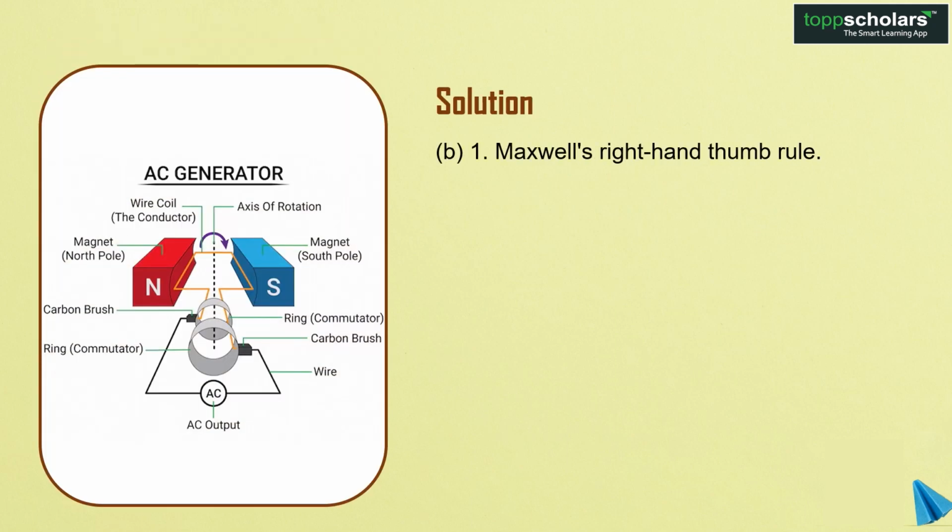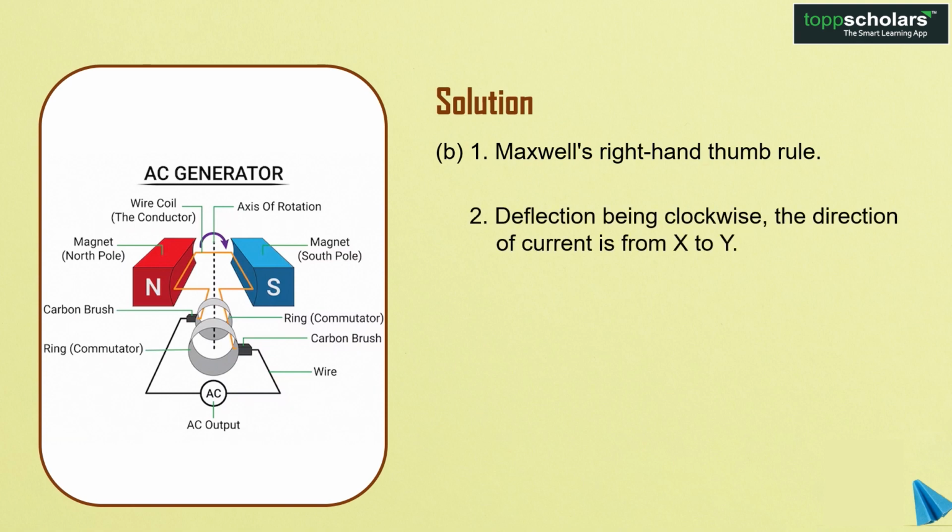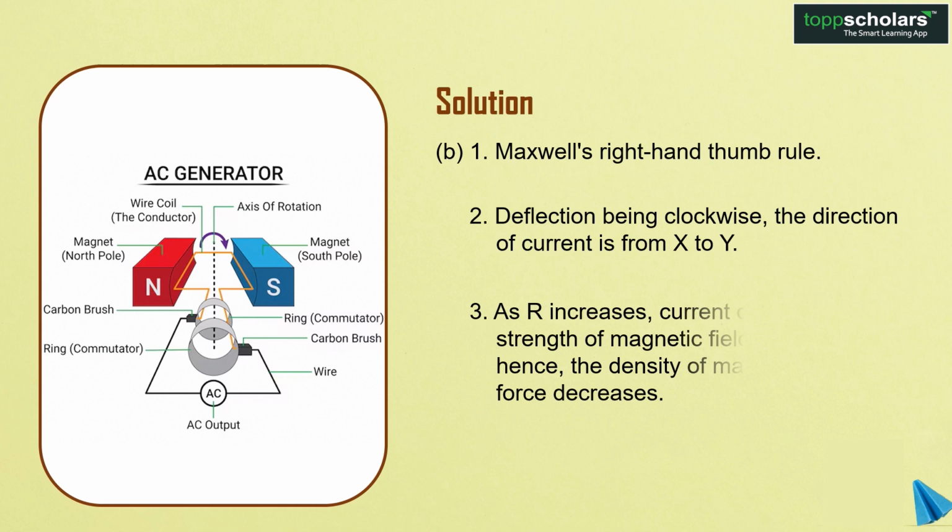So first is Maxwell's right hand thumb rule. Second, the deflection being clockwise, the direction will be from X to Y. And for the third one, as R increases, current decreases. So the strength of the magnetic field decreases and hence the density of magnetic lines of force also decreases.